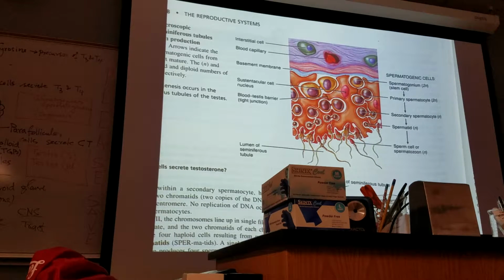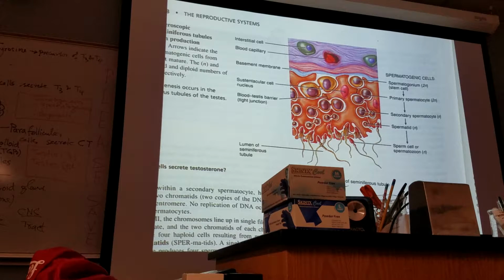This is a piece from the seminiferous tubule. Okay? The seminiferous tubule contains the cells, including the stem cell and other cells that are at different stages of spermatogenesis.